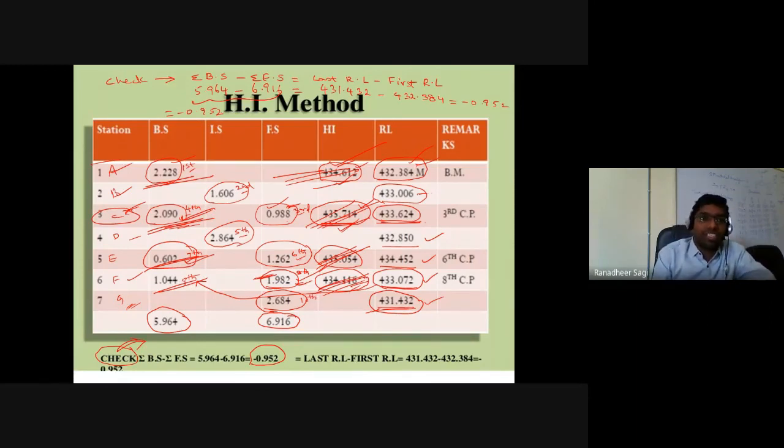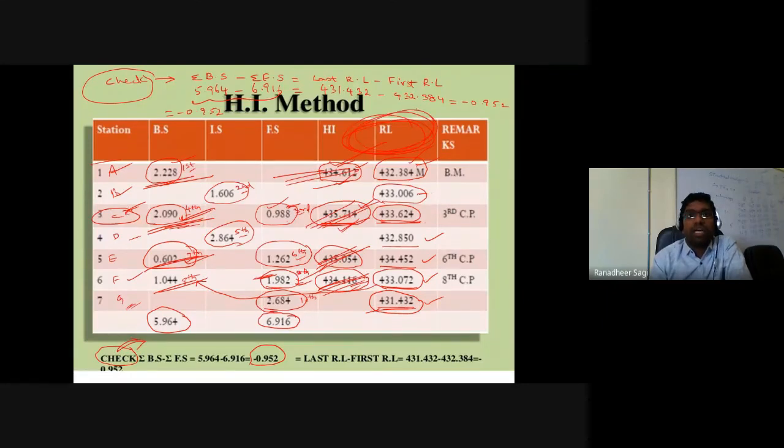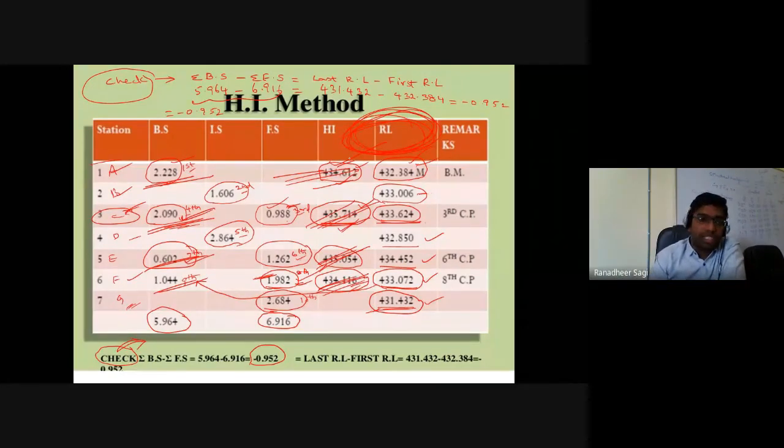In case this check is not satisfied, that is, if the summation of back sides minus the summation of fore sides does not come out equal to the difference of the last RL value and the first RL value, it means the RL values you have calculated based on the height of instrument method are not correct. Maybe at some particular place you might have made a mistake in calculating your RL values. So you have to be a little careful.